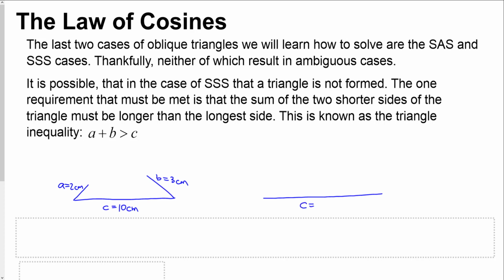Similarly, if I have a side of 10 centimeters where I'll leave this side over here as 3 centimeters, and say for instance this side is 9 centimeters. Now 9 plus 3 is 12, which is greater than 10. That would form a triangle.